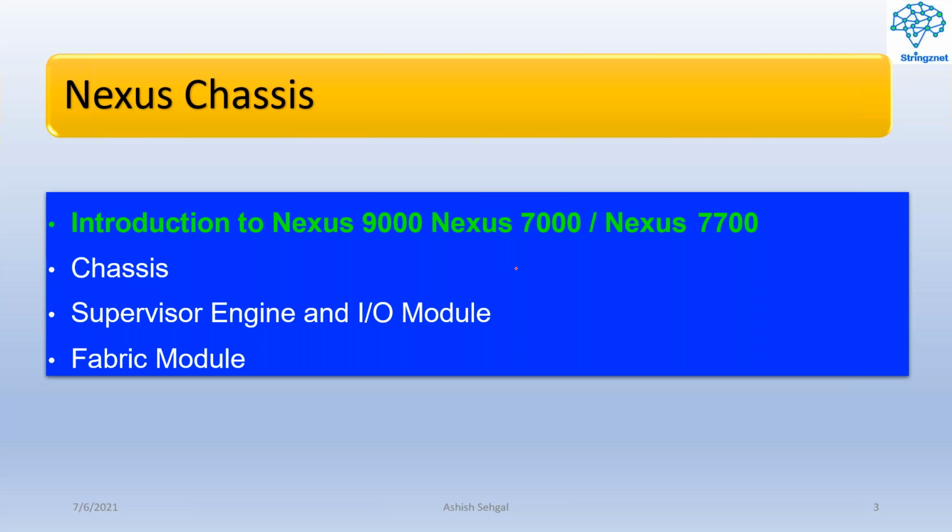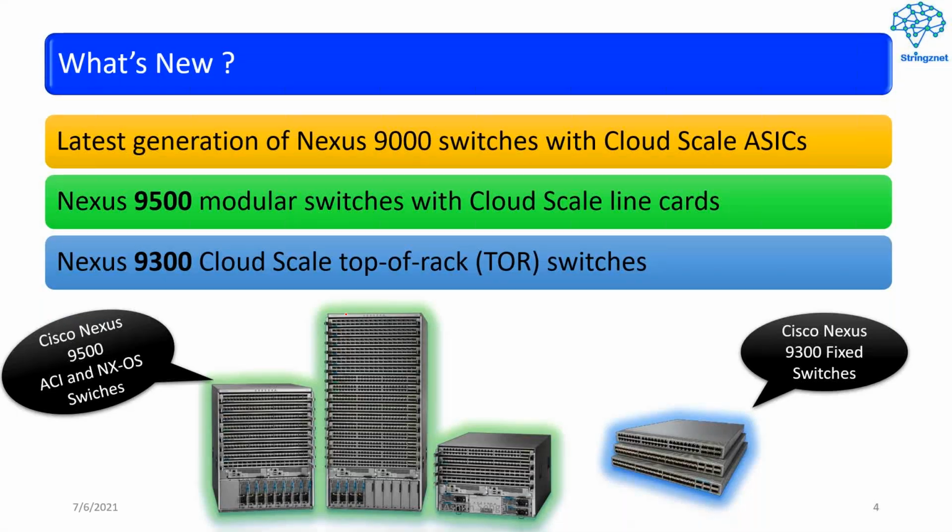When it comes to Nexus chassis, we first of all will be diagnosing or dissecting Nexus 9000 chassis, because you know this is the most lovable chassis Cisco has ever built. Why? Architecture wise, we will be taking a look. Then of course, supervisor engine and fabric modules, where they are placed.